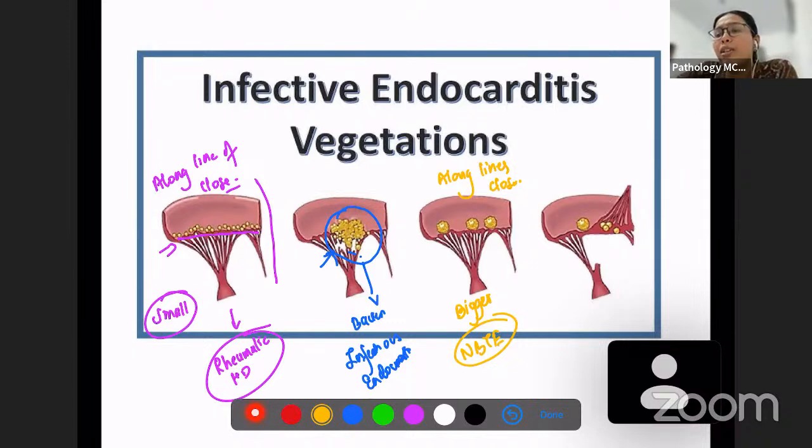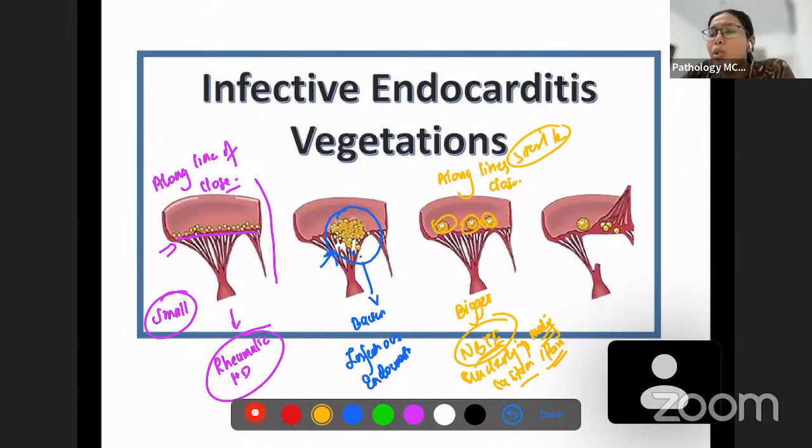What is non-bacterial thrombotic endocarditis? What are the causes? Non-bacterial thrombotic endocarditis can be caused by an underlying malignancy, like a carcinoma of stomach, carcinoma of pancreas, or any underlying malignancy that can result in thrombosis and result in this kind of non-bacterial thrombotic endocarditis. And these are going to be sterile as well, because these are non-bacterial.